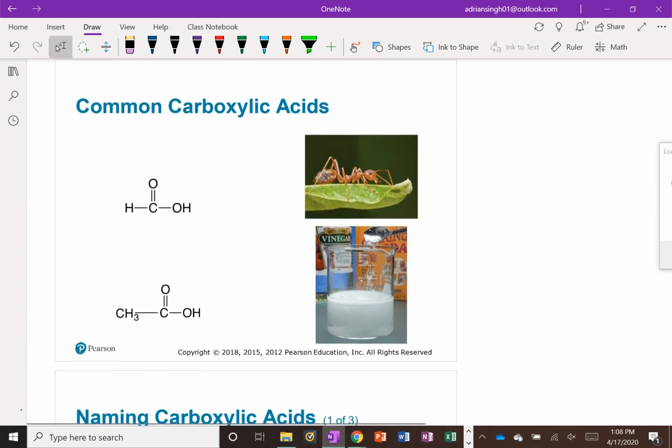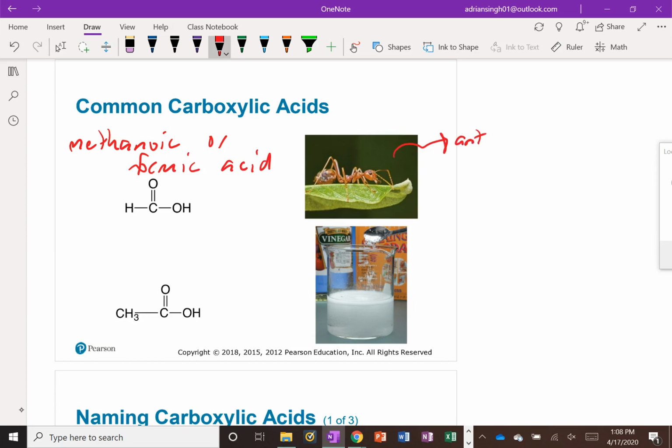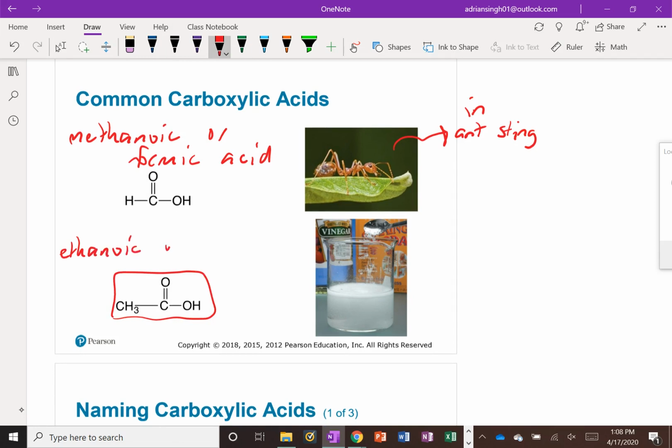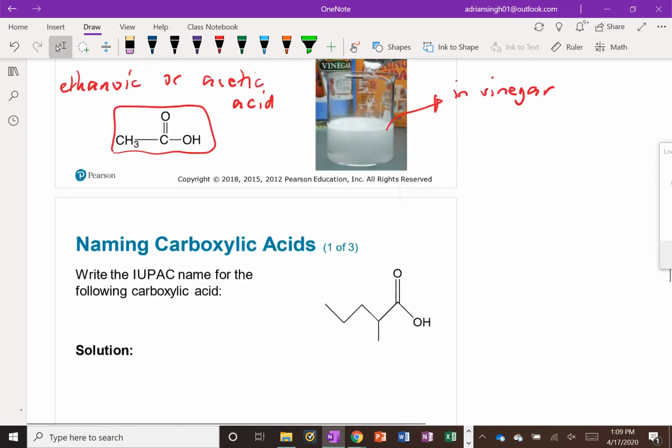In terms of where you would see these, formic acid or methanoic acid is a 1-carbon carboxylic acid. This is found in ant stings, when you get stung by an ant, right? That's the compound that they inject into you. And then our 2-carbon carboxylic acid here, this is ethanoic acid or acetic acid, and this is found in vinegar, right? Your vinegar is just a dilute solution of acetic acid.